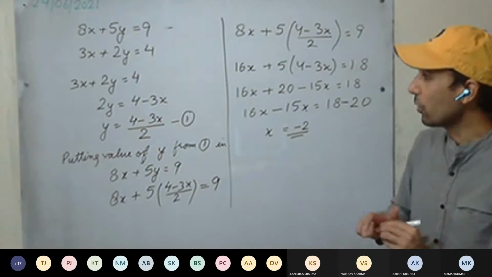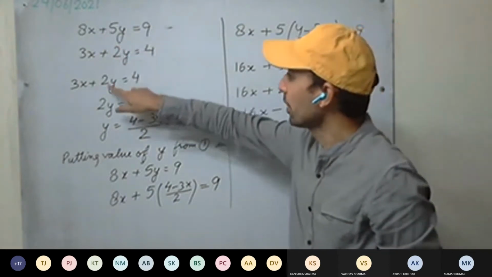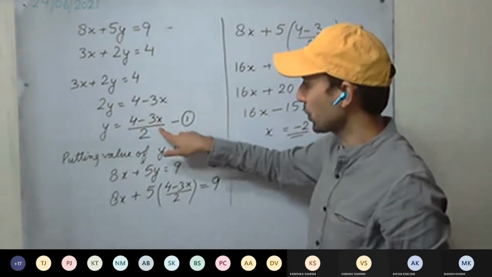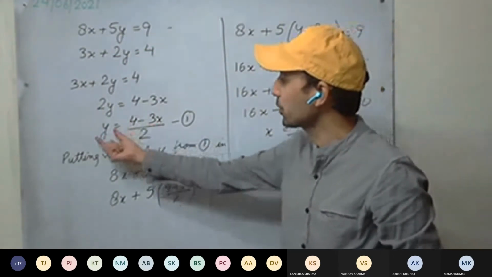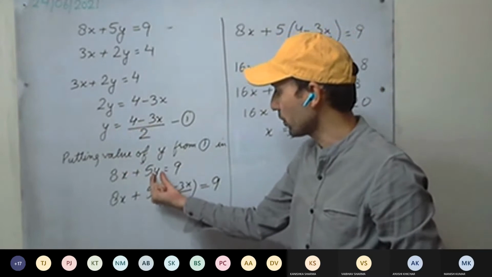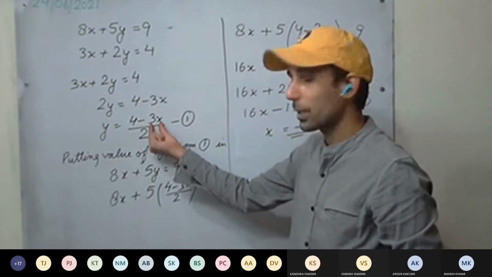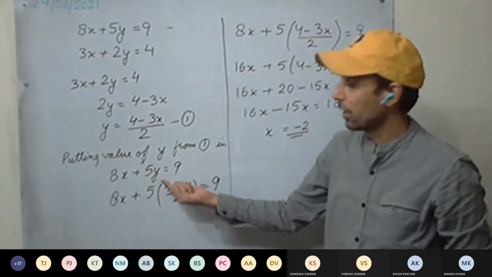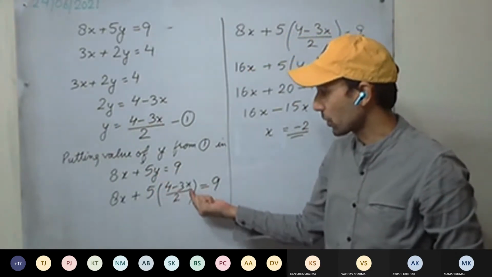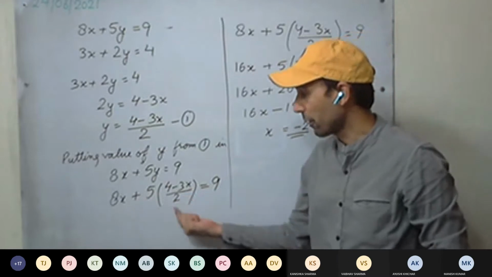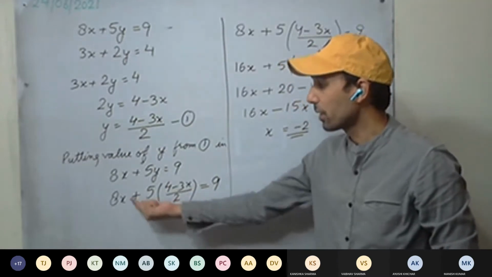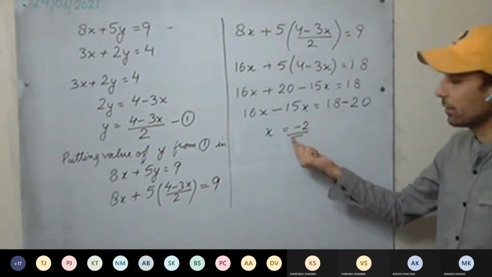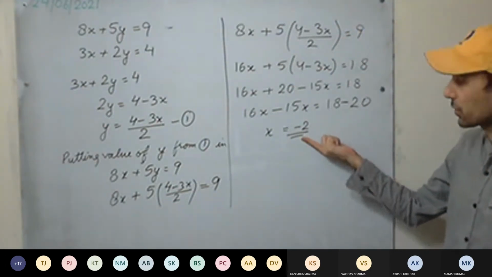So see here, till now what we have done: we took one of these equations, got the value of one variable in terms of the other, and then substituted it. So we have eliminated y here. Now our equation is reduced to one variable, that is x, and we have solved x. We have got x equal to minus 2.